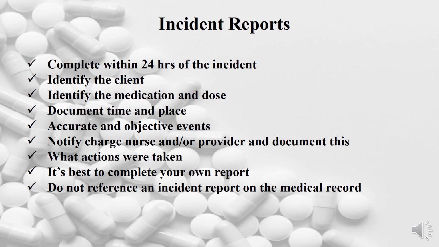What actions were taken after the error was noticed? Did you go reassess your patient? Did you take their vital signs? Did you report the error to your charge nurse? Did you call the pharmacy to report the error so that they could give you instructions as to what should be done next? If there is anything they can do for this patient, is there an antidote for that medication? You need to correctly document all actions that were taken after the error was noticed.